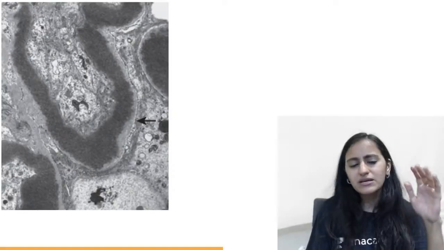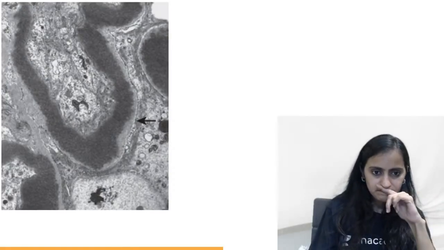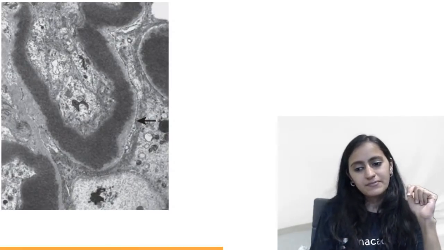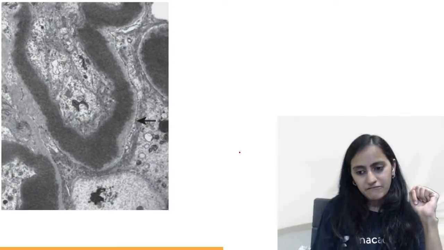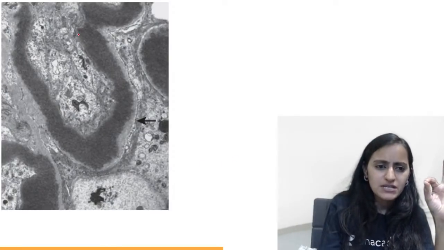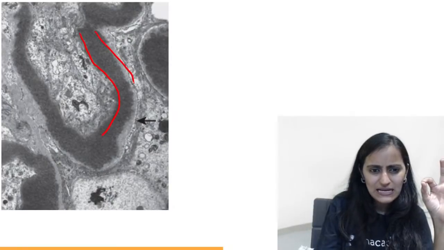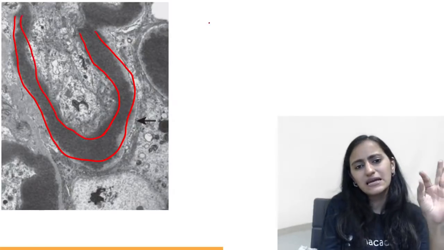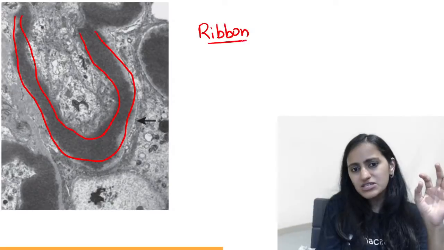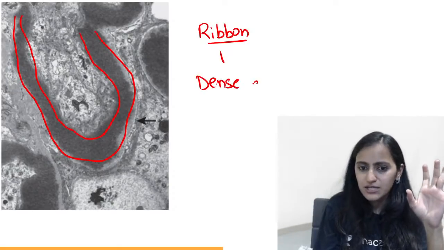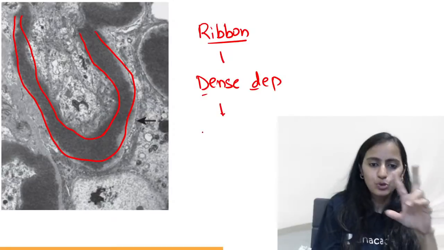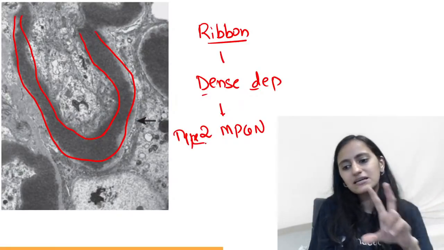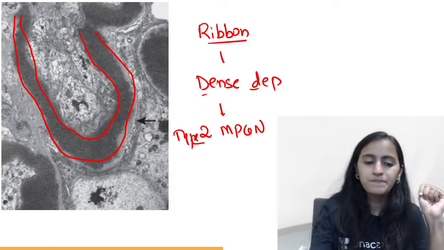Next one, what do you think is the diagnosis in this image? Very good. That is your dense deposit. Look at the dense deposit, the black colored deposit throughout in a continuous manner, causing thickening of the basement membrane, a ribbon-like appearance. Dense deposits, continuous. That is your type 2 MPGN. The ribbon-like appearance, dense deposits, right?